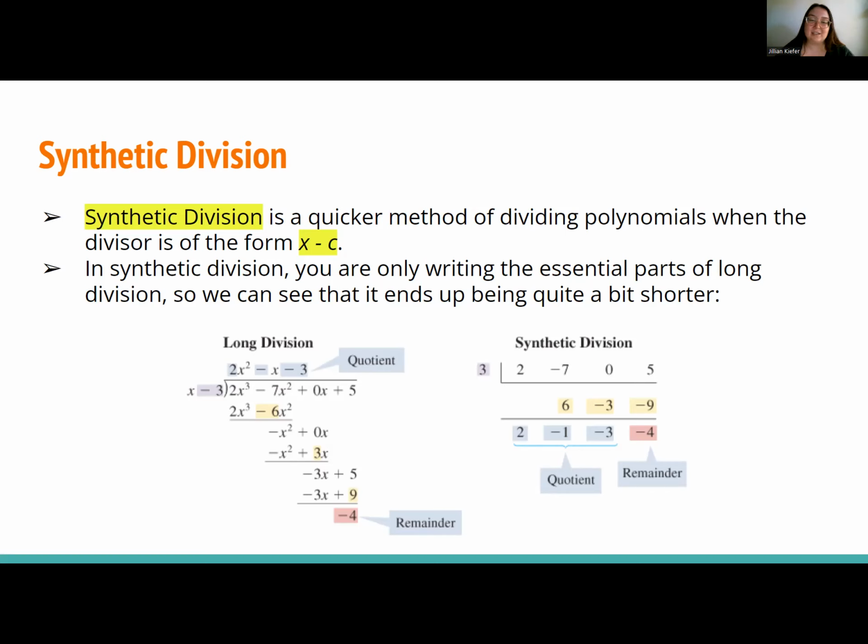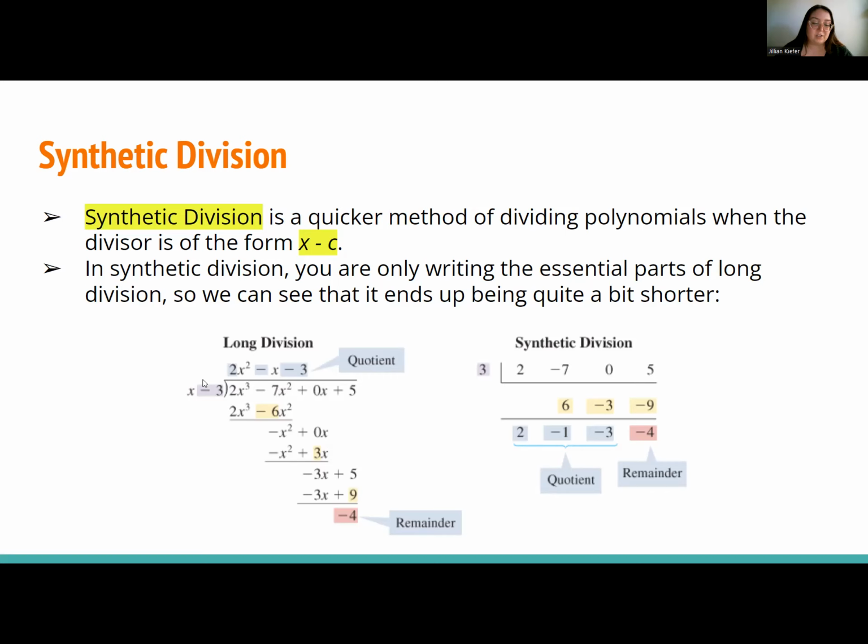So, all right, in synthetic division, you're only writing the essential parts of long division. So you see that it ends up being a lot shorter. We kind of have simpler ways of working it out as well. So we have our long division problem here. So we had 2x to the power of 3 minus 7x squared plus 0x plus 5 divided by x minus 3. So here was our full long division.